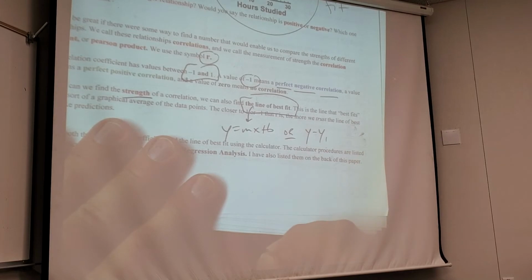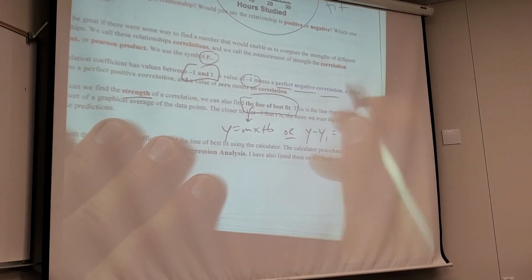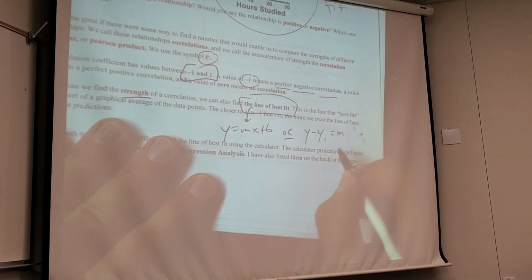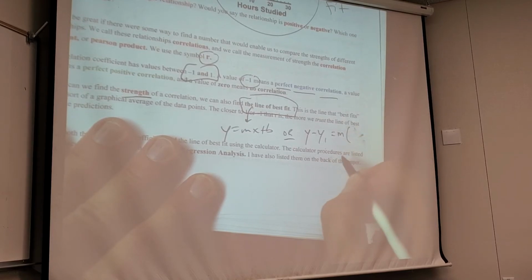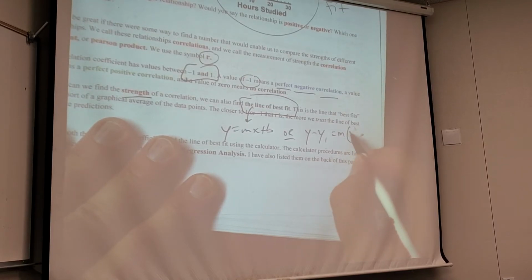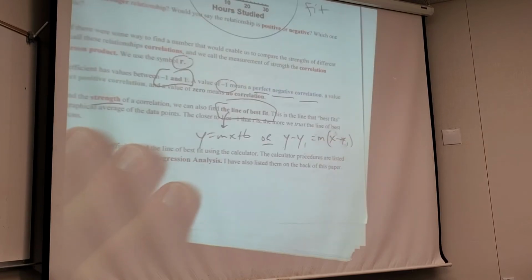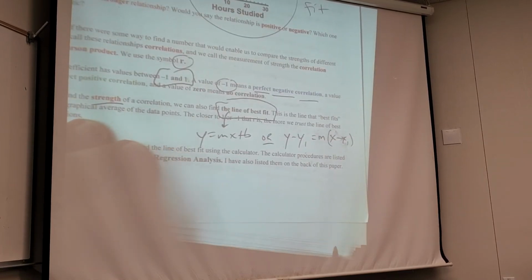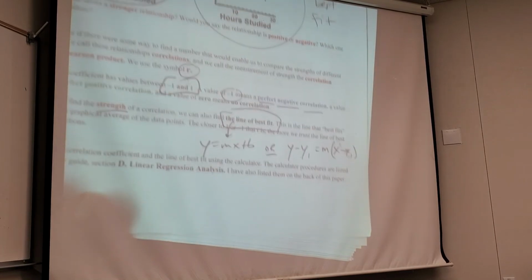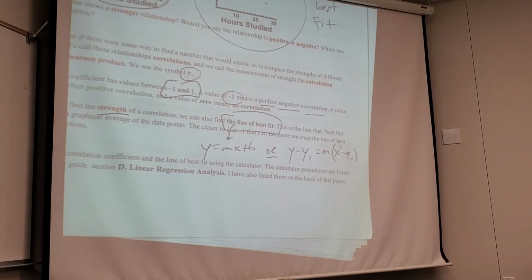I'll do this. y minus y1. Does anybody remember this one? y minus y1 equals m times (x minus x1). Has nobody ever seen that? Some of you maybe? Okay, a few of you are saying yes, so I feel a little better.